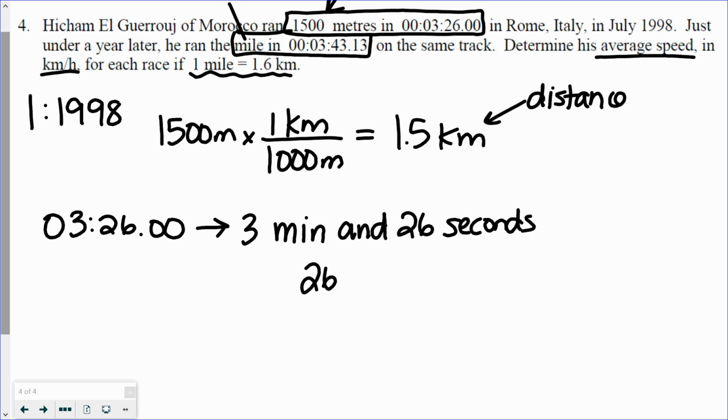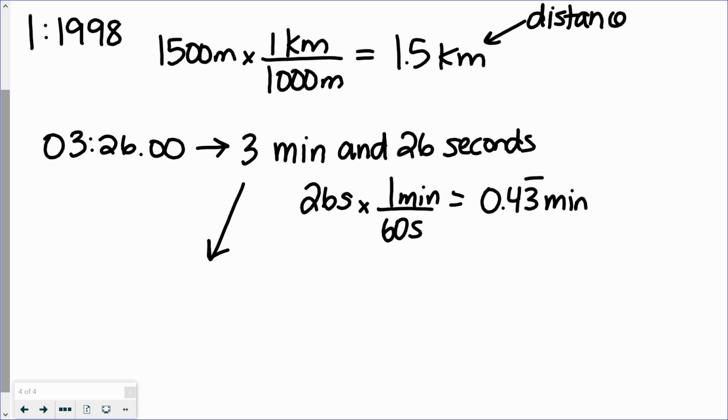So using our conversion factors, 26 seconds multiplied by our conversion factor of there's 60 seconds in 1 minute gets us that 26 seconds is equal to 0.43 repeating minutes. So 3 minutes and 26 seconds is actually 3.43 repeating minutes.